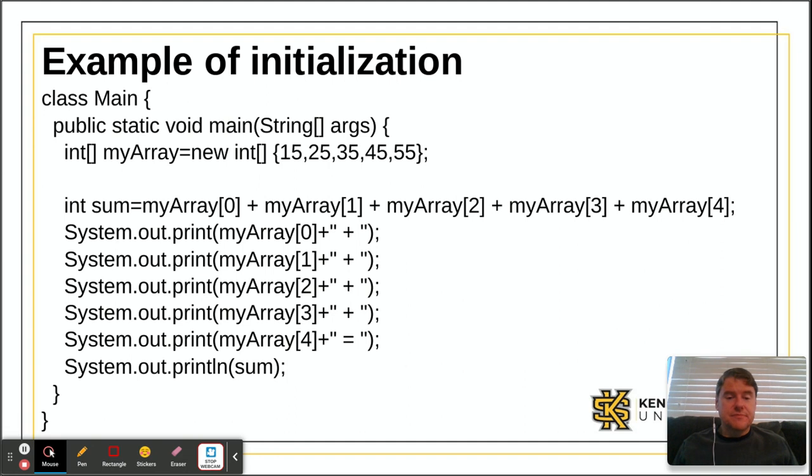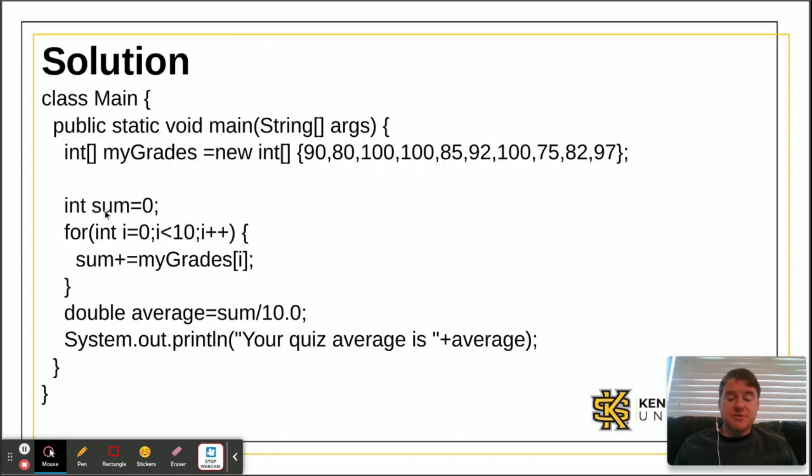All right, so here's the example that we just did. Int my array equals new int, and then there are 5 values in here. And if I wanted to add these values together, I might do something like int sum is equal to my array at position 0 plus my array at position 1 plus my array at position 2 plus my array at position 3 plus my array at position 4. And that's going to take the value out of cell 0, 1, 2, 3, 4, add them together, and give me a variable called sum.